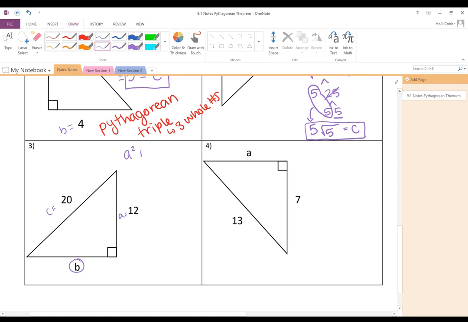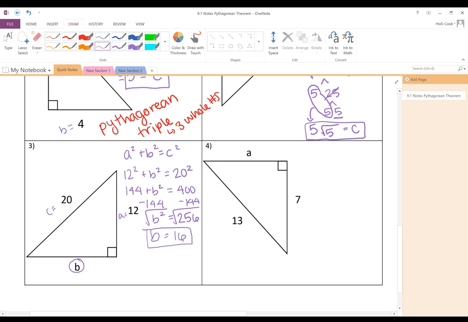So when we're plugging into our Pythagorean theorem, we have a squared is 12 squared plus b squared, which we don't know, and c is 20 squared. 12 squared is 144. 20 squared is 400. Now we want to solve for b, so we're going to subtract the 144 and get b squared equals 400 minus 144, which is 256. Then we'll do our square roots. The square root of 256 is 16. If you don't know that, you can break it down and you'll get the same thing. So for our side b, we should get 16.